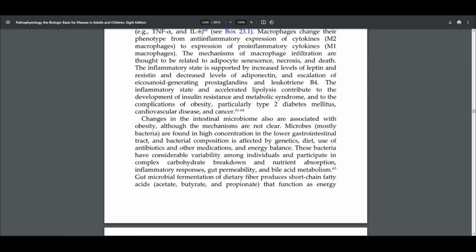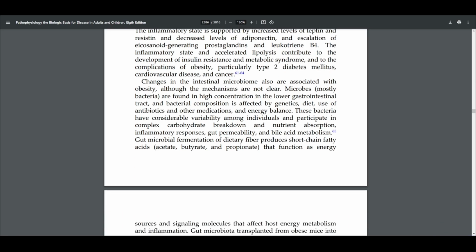The inflammatory state is supported by increased levels of leptin and resistin and decreased levels of adiponectin and escalation of eicosanoid-generating prostaglandins and leukotriene B4. The inflammatory state and accelerated lipolysis contribute to the development of insulin resistance and metabolic syndrome, and to the complications of obesity, particularly type 2 diabetes, cardiovascular disease, and cancers.